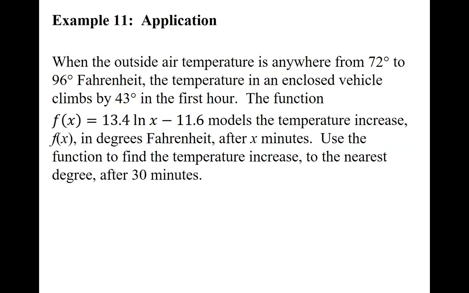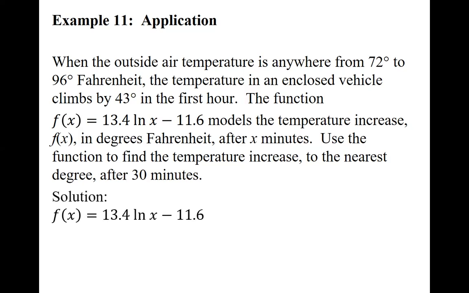When the outside air temperature is anywhere from 72 degrees to 96 degrees Fahrenheit, the temperature in an enclosed vehicle climbs by 43 degrees in the first hour. The function f of x equals 13.4 natural log of x minus 11.6 models the temperature increase, f of x, in degrees Fahrenheit after x minutes. Use the function to find the temperature increase to the nearest degree after 30 minutes.